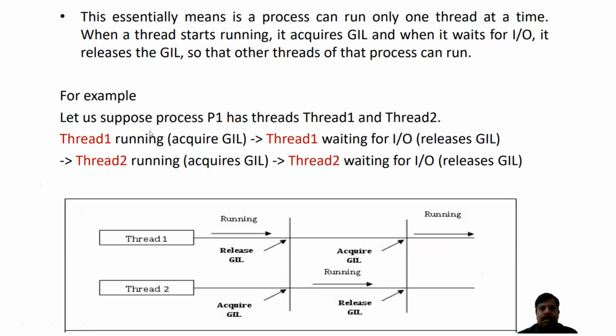For example, suppose process P1 has thread 1 and thread 2. Thread 1 is running, so it will acquire the GIL. Whenever thread 1 is waiting for IO, it releases the GIL. The same case is applicable for thread 2 also. This can be shown pictorially here. See, two threads are there. If thread 1 is running, it will acquire the GIL. If thread 1 is waiting for input output, then it will release the GIL and thread 2 will acquire the GIL. Okay, so this is the program flow.